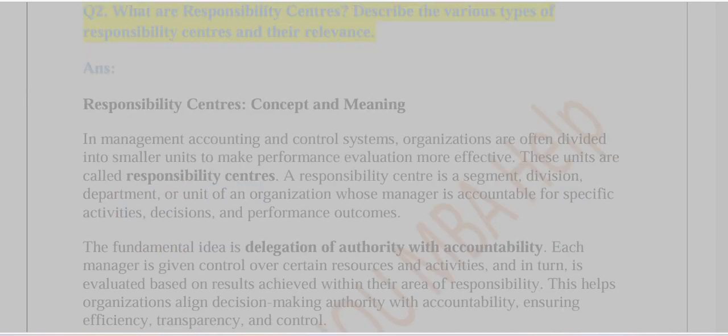Q2. What are responsibility centers? Describe the various types of responsibility centers and their relevance. Ans. Responsibility centers: concept and meaning.